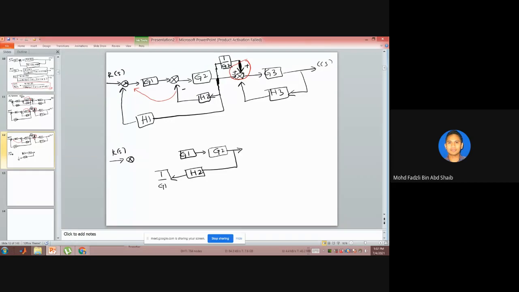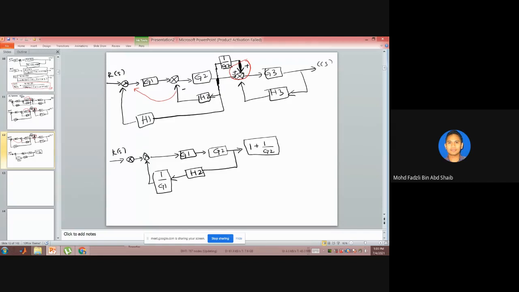One over G1. See, when this point moves to the back, it becomes 1 over G1. So, how about this one? 1 over G2. This one, a straight line here is 1. So, 1 plus 1 over G2.